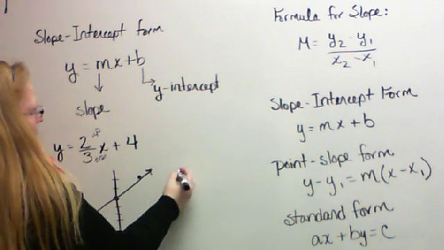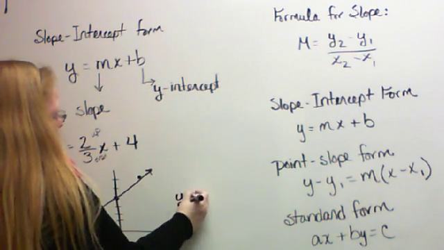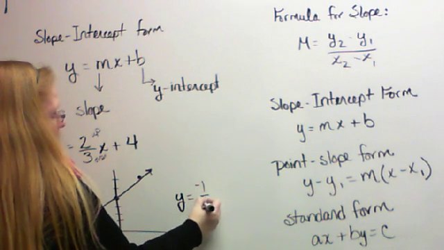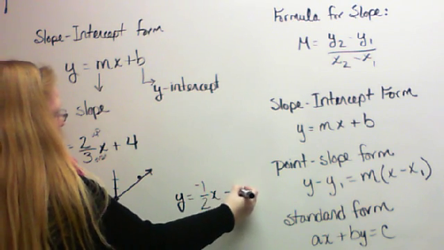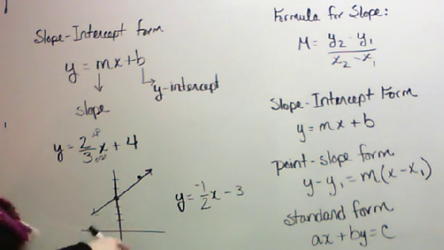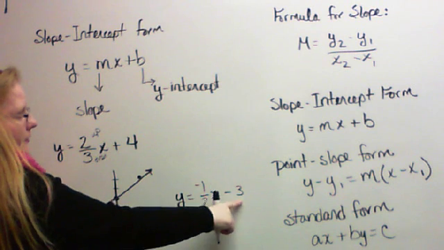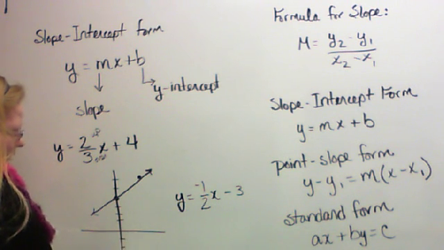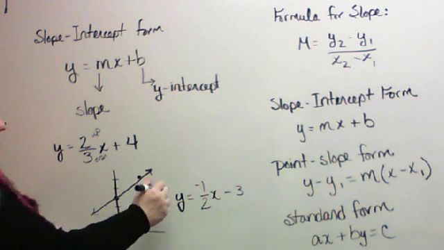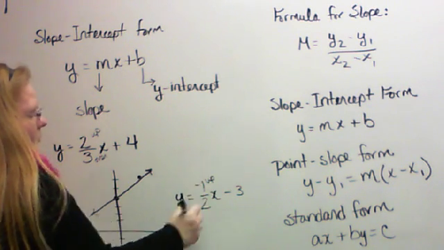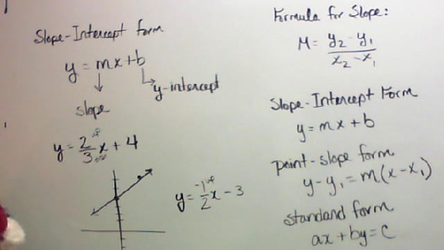Let's say we have a different equation. Let's say we have y equals negative 1 over 2x minus 3. Well, now my y-intercept is at negative 3. So I would start by going down 3 and putting my dot. Then this says I go up negative 1. Well, if I'm going up a negative number, that's the same thing as going down. So I would be going down 1 and then to the right 2.